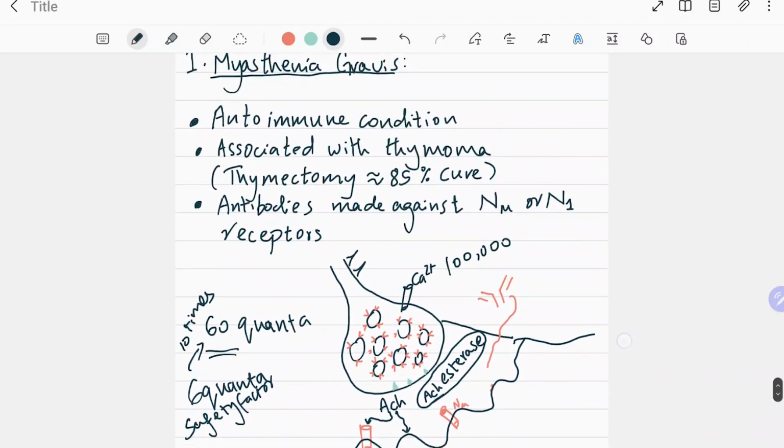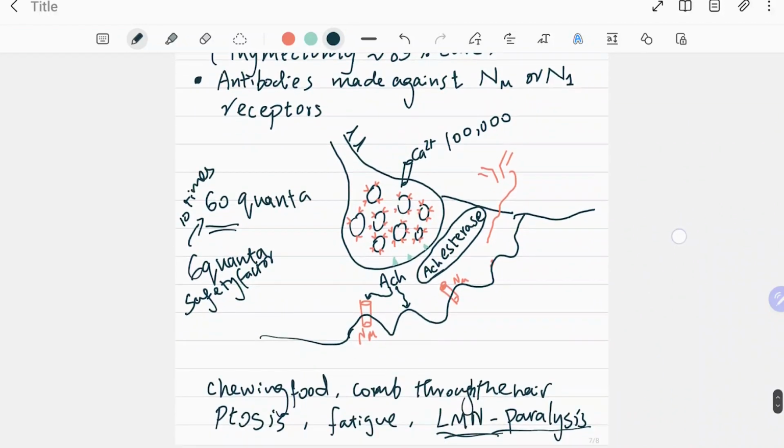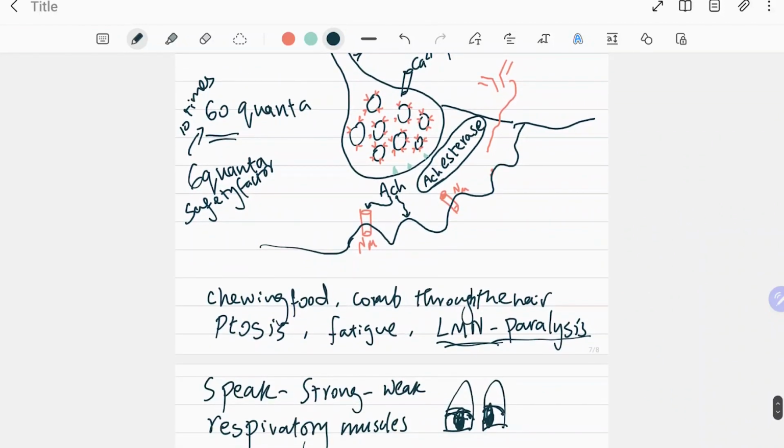And if you remove the thymus gland, thymectomy, up to 85% of these people will get cured without the need for treatment. Otherwise, you have to give certain drugs. This is the symbol for drugs, Rx. It's an invocation to one Greek god, I think it's Juno, and it means take thine medicine. So that's what all these pharmacists write. So this is the medicine we give.